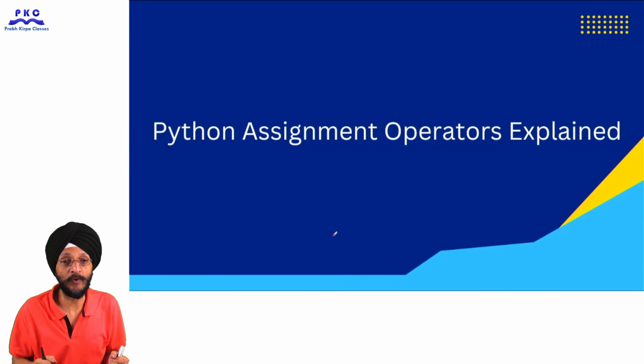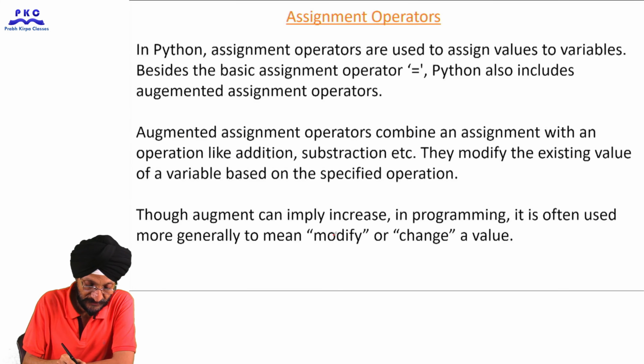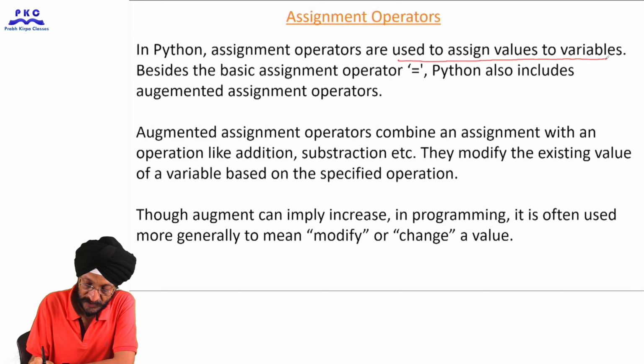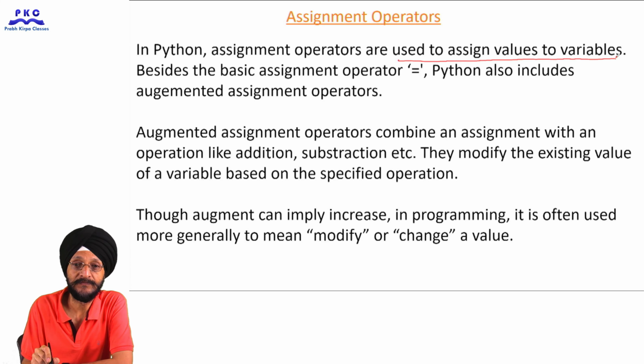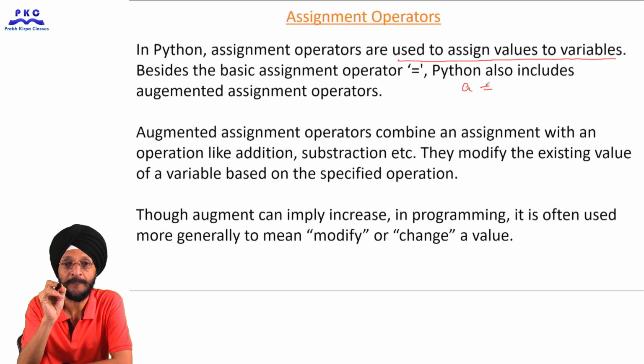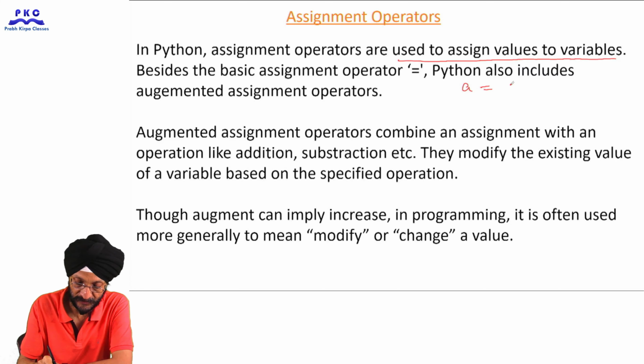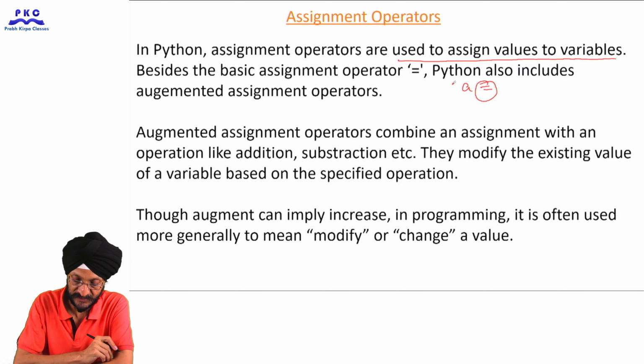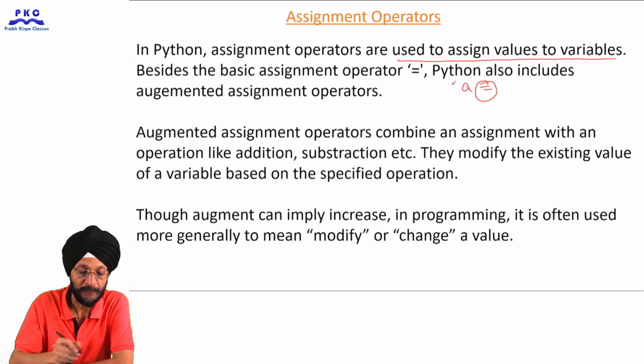Now the topic before us is Python assignment operators explained. In Python, assignment operators are used to assign values to variables. What does it mean? It means that suppose we create a variable a and we assign a value to it. So this is the assignment operator equal to.